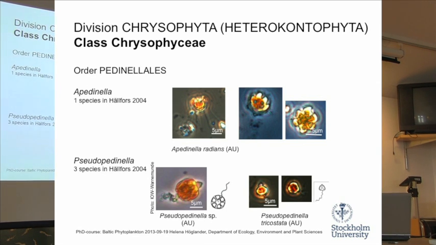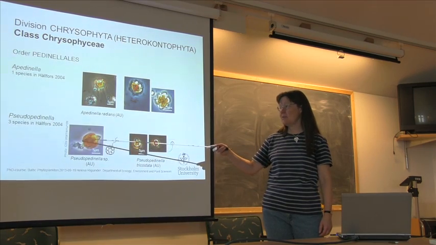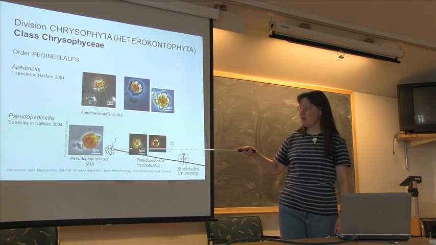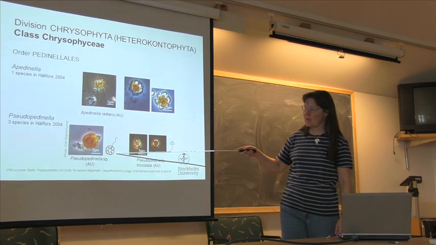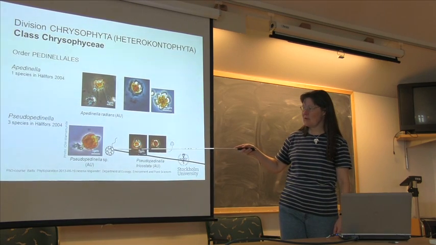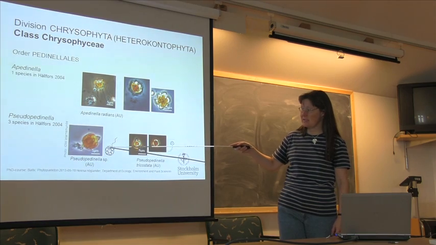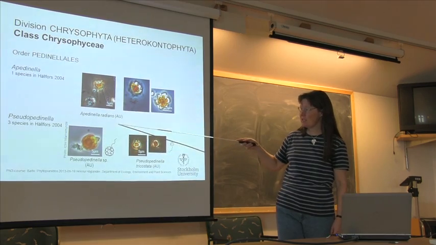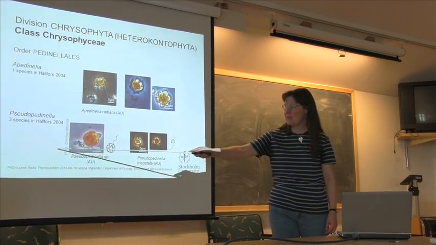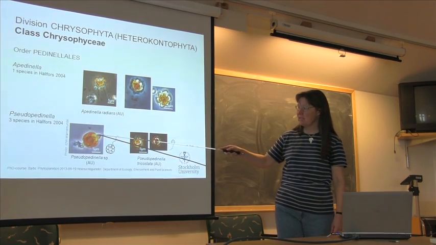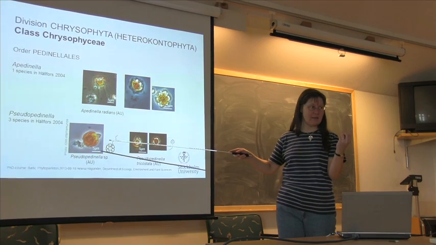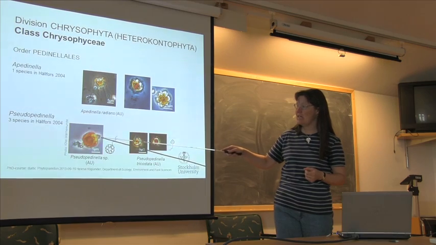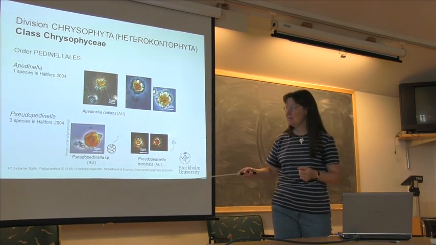And also this Pseudopedinella, there are a couple of species in the Baltic. The two bigger ones also have 6 chloroplasts, and if you see them from above, you can see the 6 chloroplasts. And it has one flagellum in this direction and one in the other direction. This flagellum is usually contracted together and looks more like a lump in this end.